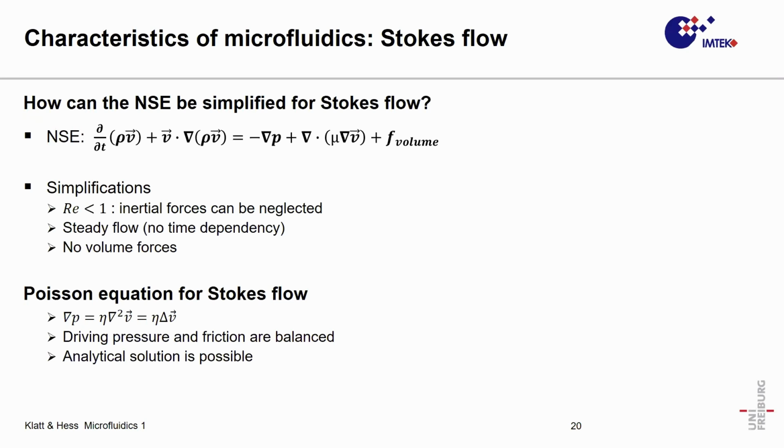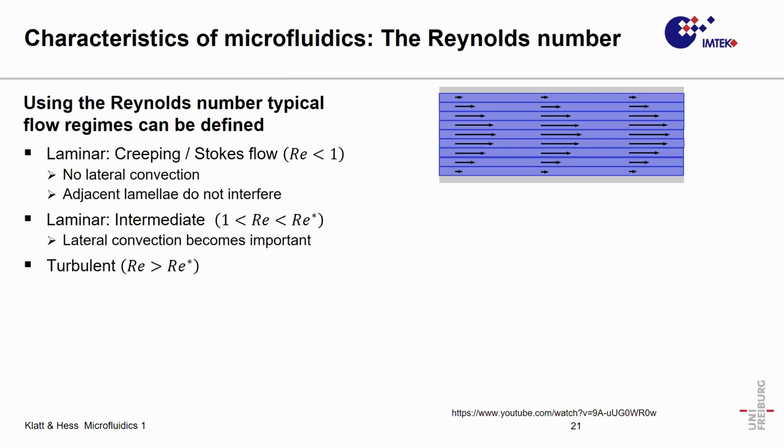But let's take a step back and look at a general classification, how we can classify fluid flow with respect to Reynolds numbers. The Reynolds number can be used to identify 3 common flow regimes. And the first one, we just discussed this one, is the creeping flow or the Stokes flow, which is present for very small Reynolds numbers. So Reynolds numbers smaller than 1. And here we have no lateral convection and adjacent lamellae do not interfere.